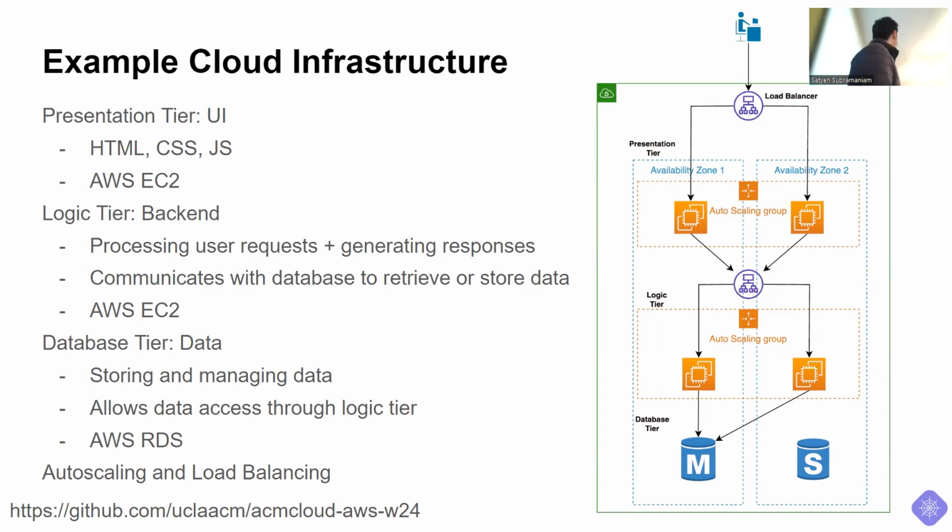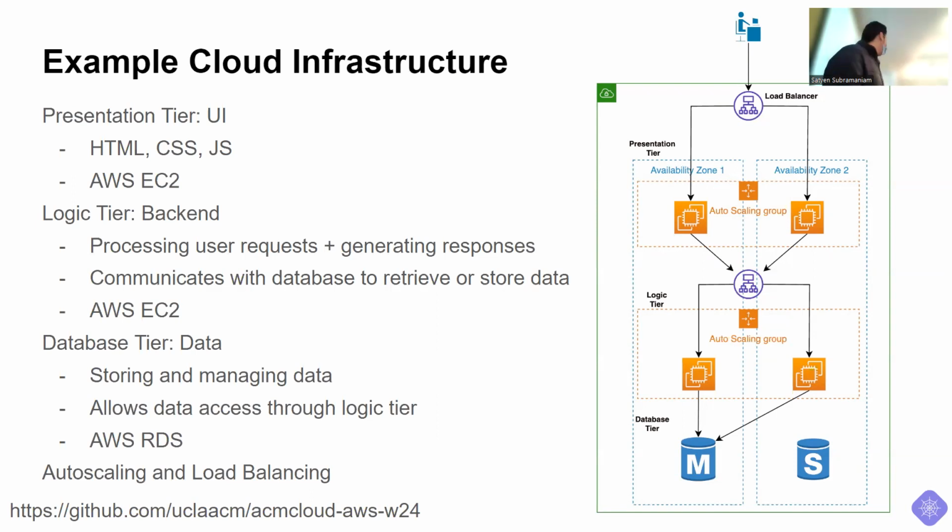And then the second tier is the logic tier, which is the back end. It processes all of the user requests, like when you're on a website and you want to get data from it, and then generates responses to those requests. It handles communicating with the database to retrieve or store data. And it also runs on AWS EC2.